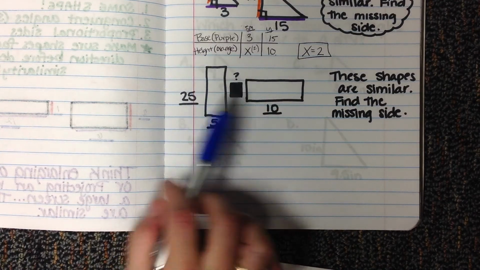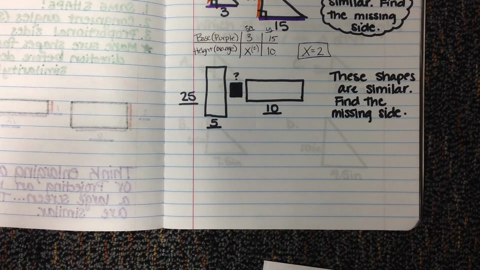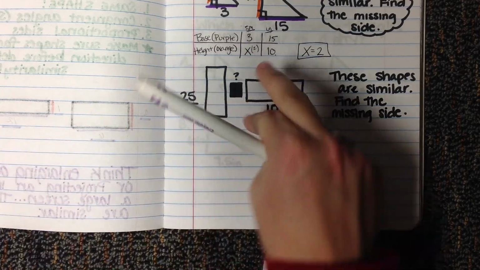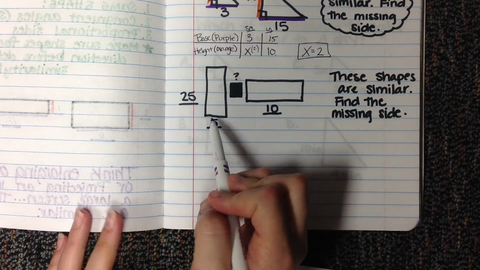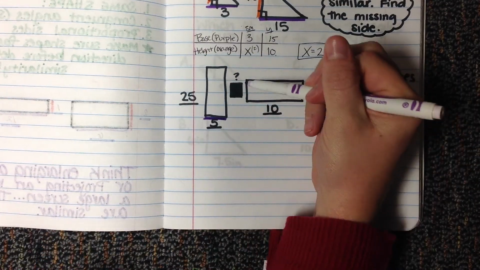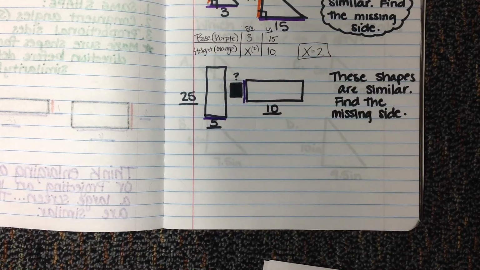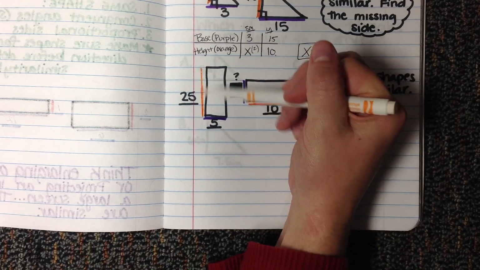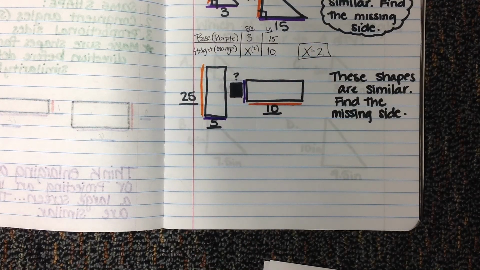Now, these don't really look similar to me, but it tells me these shapes are similar. Find the missing side. Okay, so because it tells me they're similar, I believe them that they are. So I'm looking at the figures. One of them's tall and skinny. The other one's short and fat. They're not facing the same direction. So I'm going to color code the short side purple, and I'm going to color code the long side orange. Short side purple, long side orange.